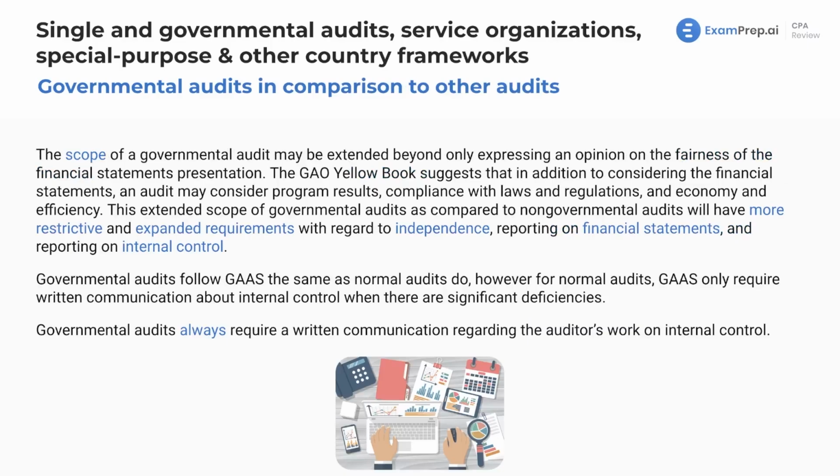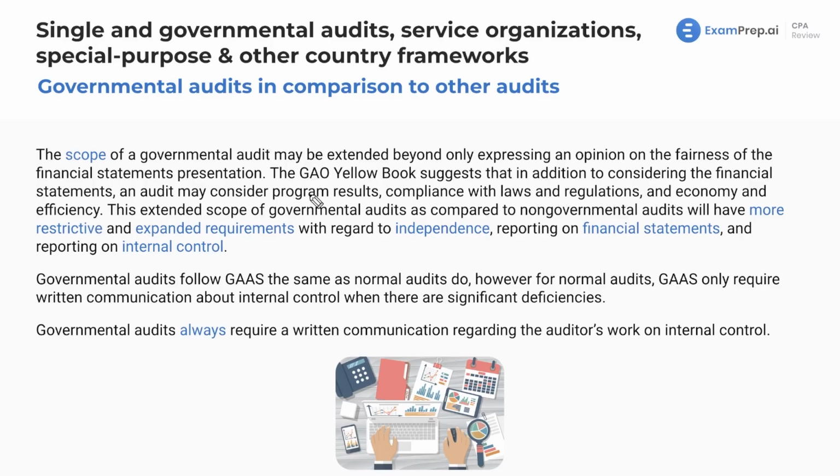Now let's talk about governmental audits in comparison to other audits. I'll just call them normal audits, just the audit you would think of. Now the scope of a governmental audit may be extended beyond only expressing an opinion on the fairness of the financial statement presentation. The GAO Yellow Book, which is the Governmental Accountability Office, this is just a rule book on how to conduct your audit. This suggests that in addition to considering the financial statements, an audit may consider program results, compliance with laws and regulations, and economy and efficiency.